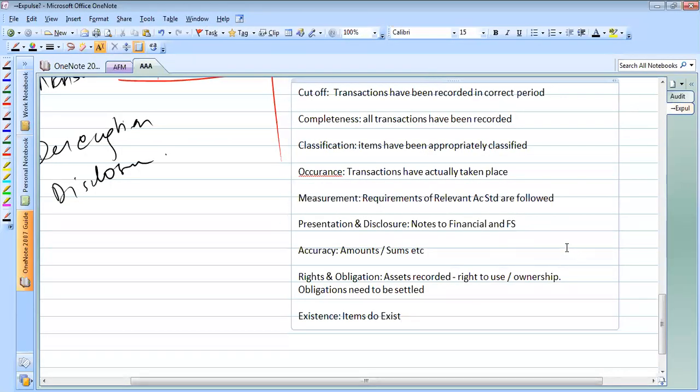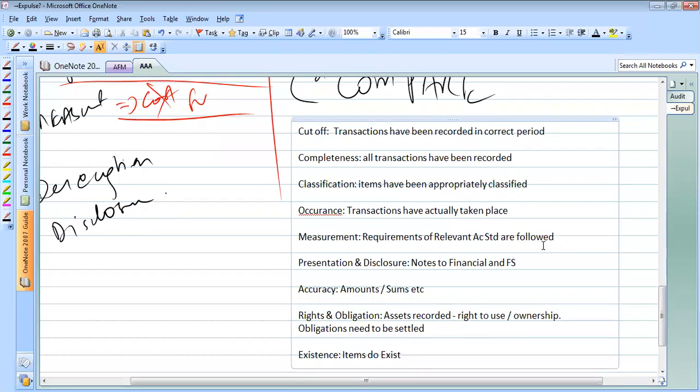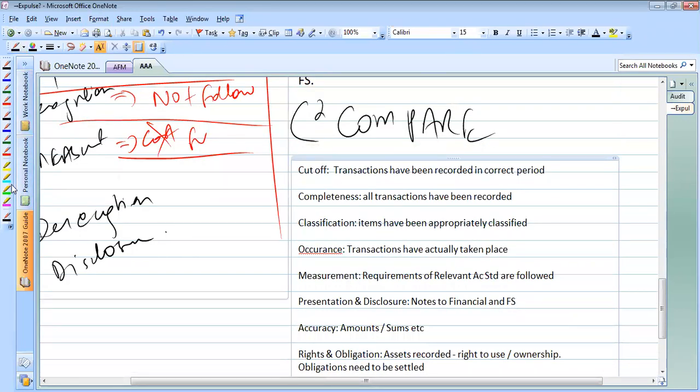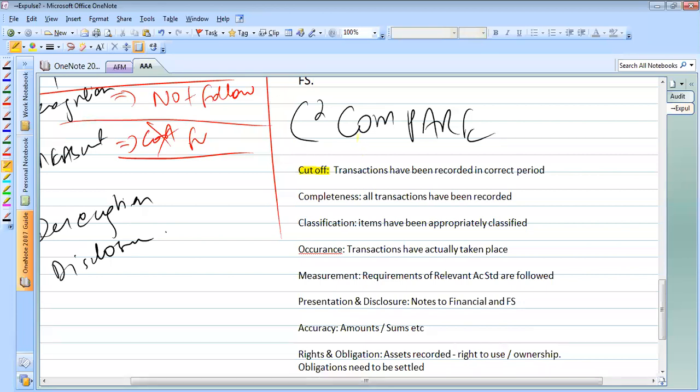Okay, so let's just start discussing the various assertions. The first one of them is the cutoff. These assertions mean that when the management is preparing the financial statements, it is claiming that it has complied with C square compare. Now what do you mean by this? First of all, management is claiming that we have ensured that the cutoff procedures are appropriate, meaning the transactions have been recorded in the correct period. The sales for 2019 are recorded in 2019, sales for 2020 are recorded in 2020. That's what the management is claiming.